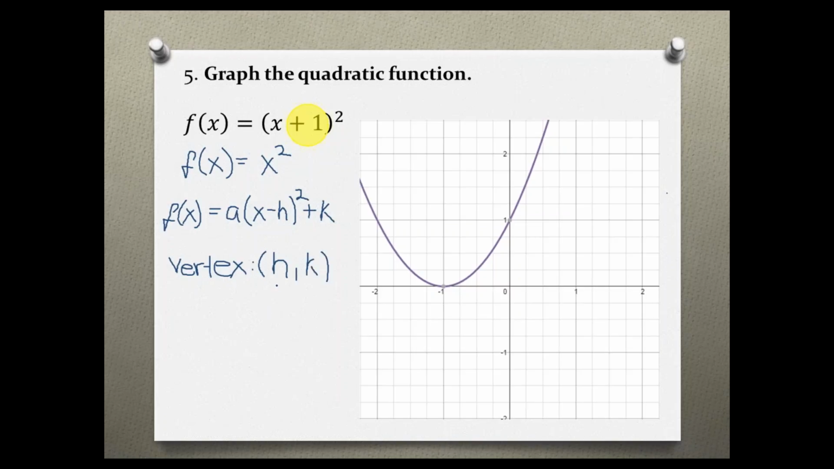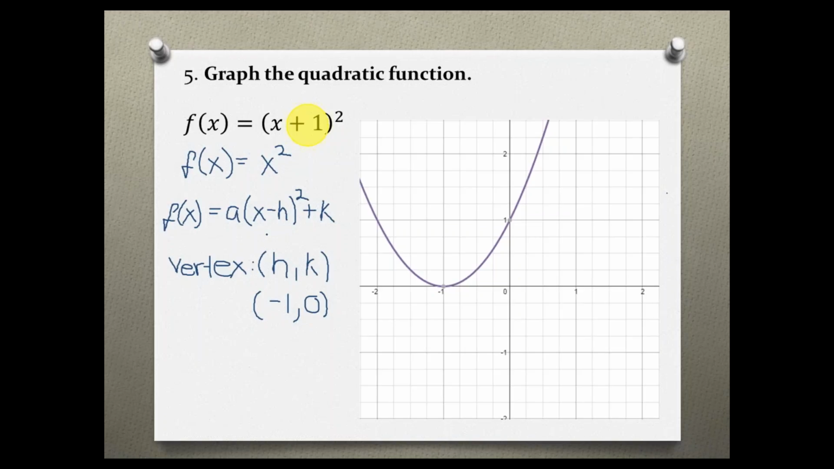Remember, usually you have the x value first, so this would be the x value on the x-axis, and k represents the y value. In our case, the vertex, we can read that off the graph, would be -1, 0. We move from the origin 1 unit in the negative direction, so -1 for x, and 0 units up or down. We're staying right here on the x-axis. So therefore the coordinate of the vertex is -1, 0.